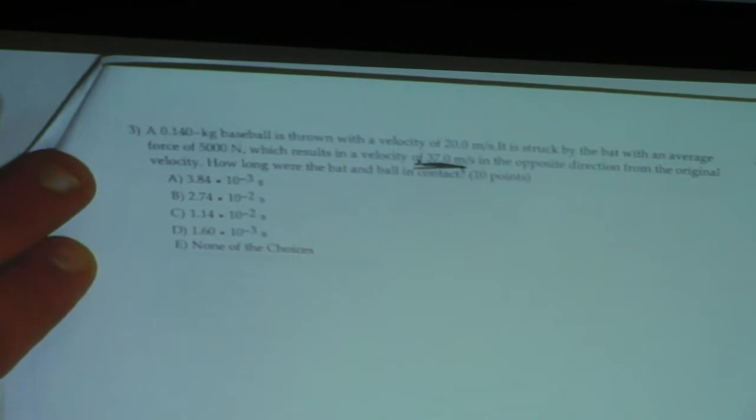Number 3 here. This is kind of like the one on the practice test. You throw a ball against the wall, it bounces back. So when it bounces back, you got to make sure that you put the negative sign here for the velocity. Okay. That was a common mistake on this one. Okay, let me just go through here real quick.